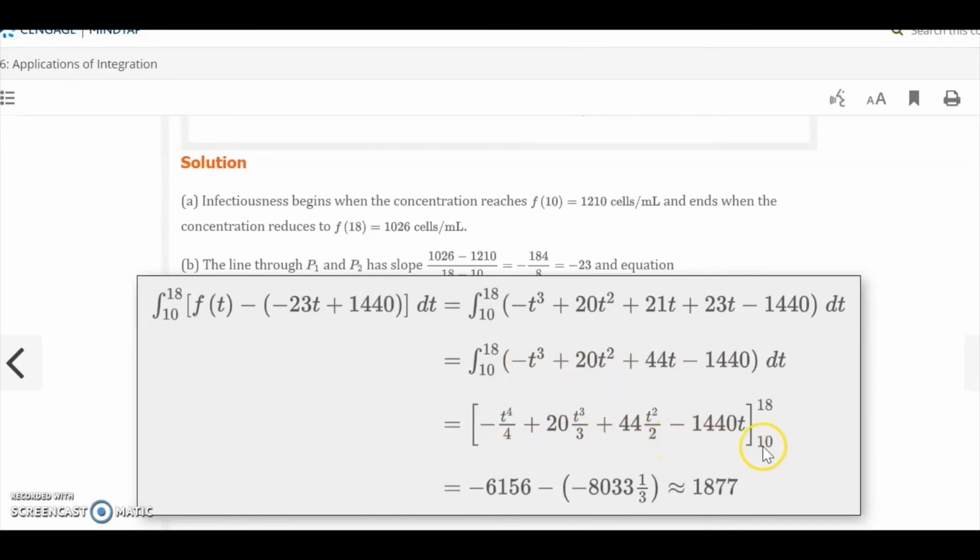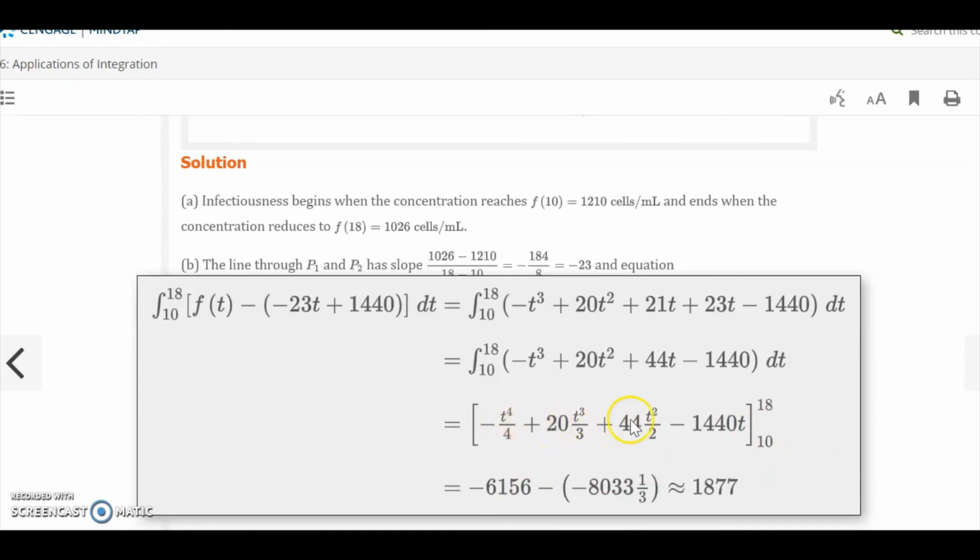And they're evaluating from 10 to 18, so when t is 10 and when t is 18. So they just plug in 18 everywhere. So everywhere you see a t, you plug in an 18 and you find that value. And it looks like they found the value to be minus 6,156.